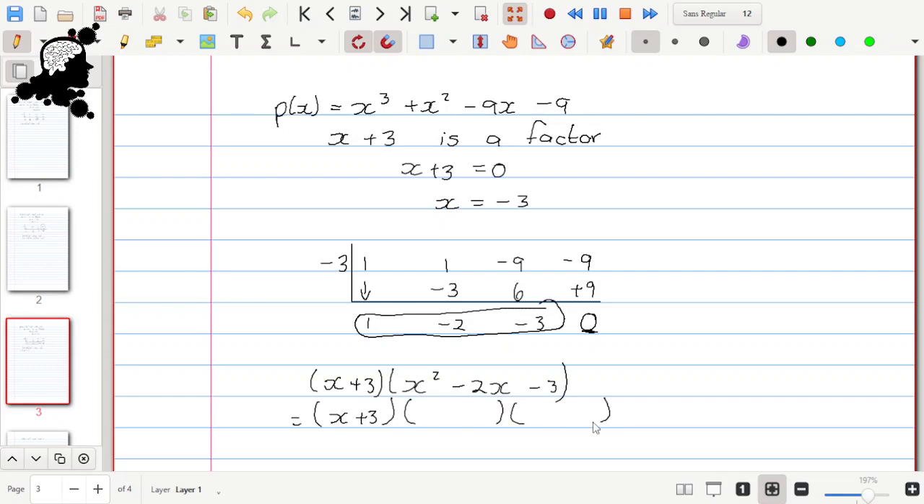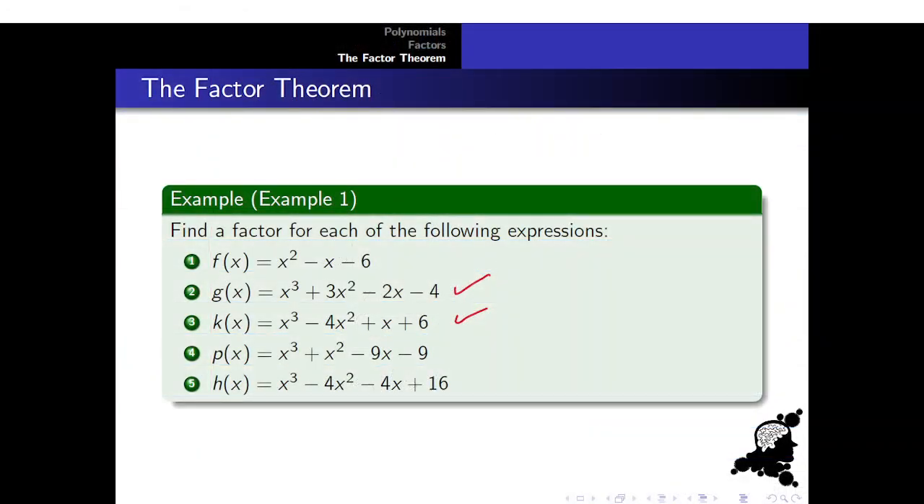Then we open two sets of brackets. This is x here. This is x here. I can put a 3 there. I can put a 1. This is negative. This is positive. There we are. We are done factorizing it. So we are done with the third question.